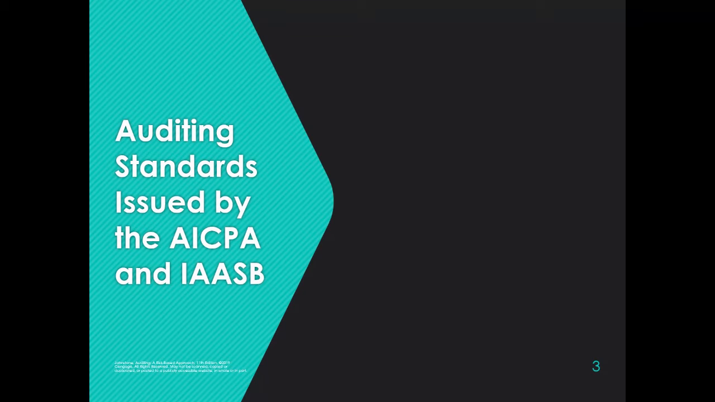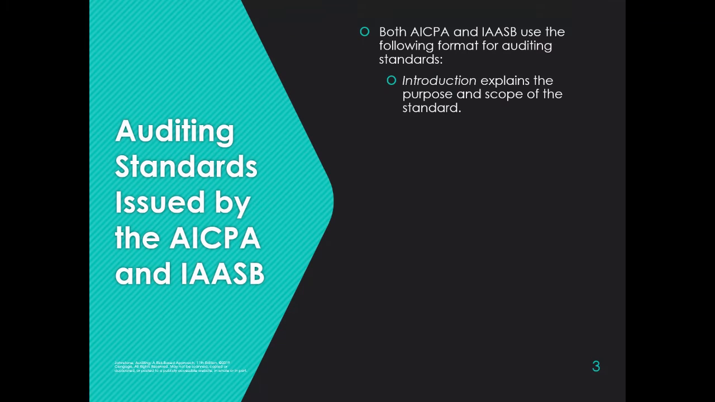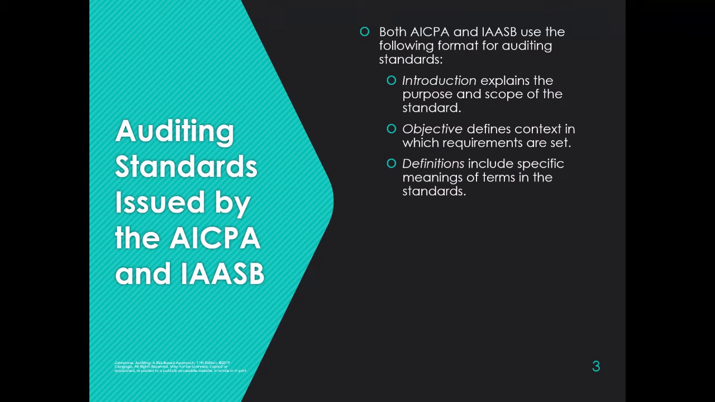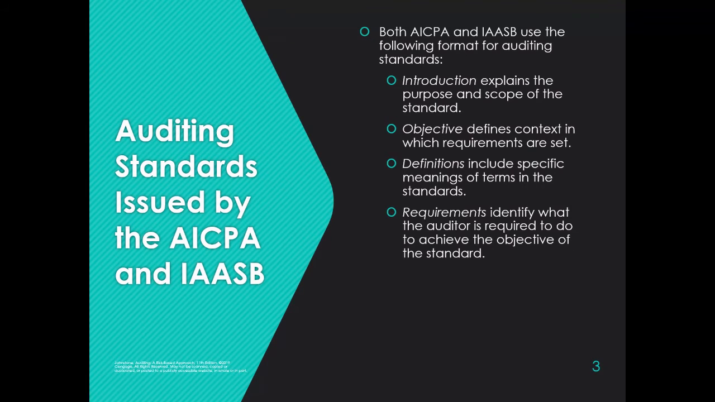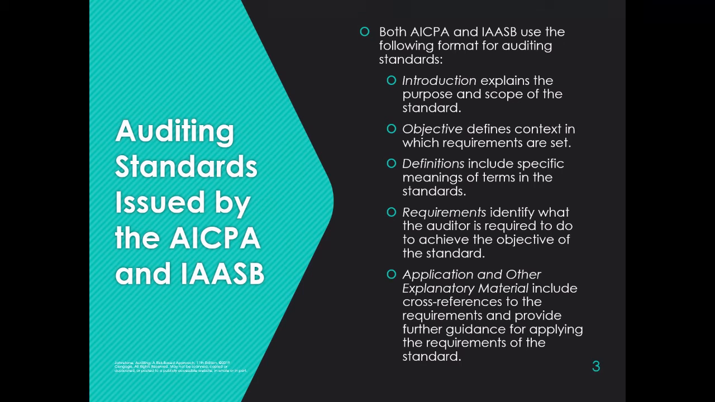So the auditing standards issued by the AICPA and the IAASB, well, both of them use the following format for their auditing standards: an introduction, which explains the purpose and the scope of the standard; an objective, which defines the content in which the requirements are set; and definitions, including specific meanings of the terms in the standards. The requirements identify what the auditor is required to do to achieve the objective of the standard, and the application and other explanatory material include cross-references to the requirements and provide further guidance for applying the requirements to the standard.